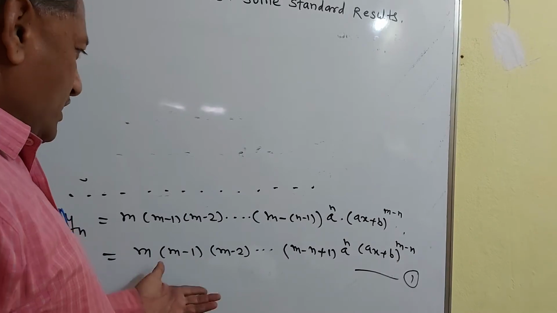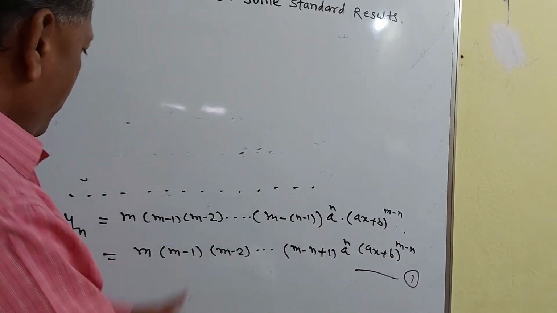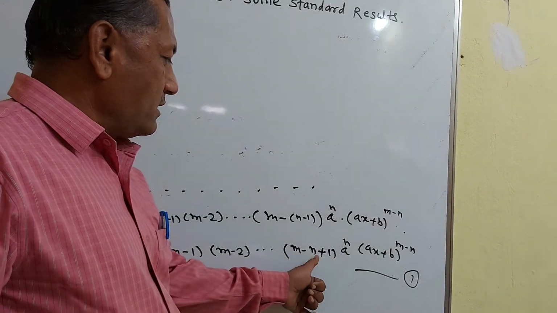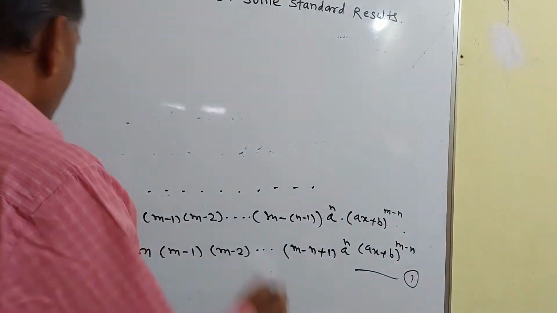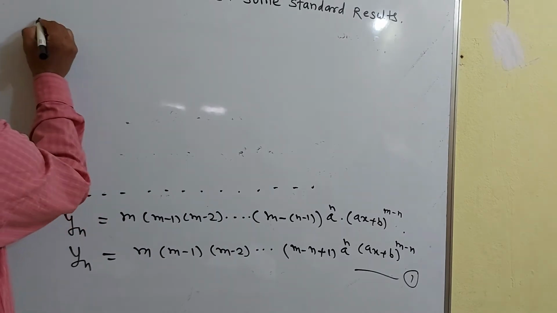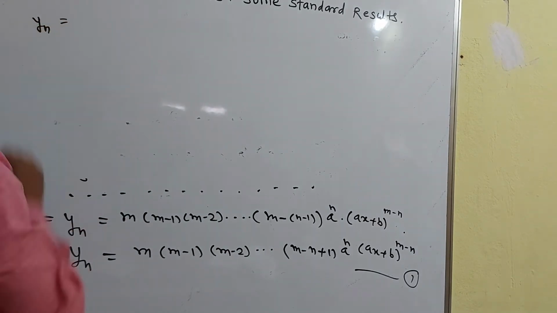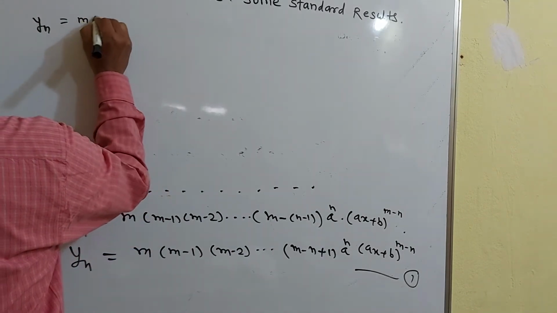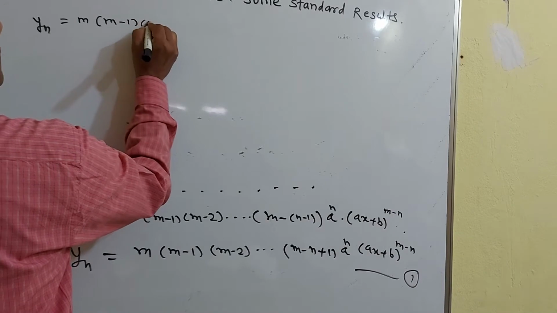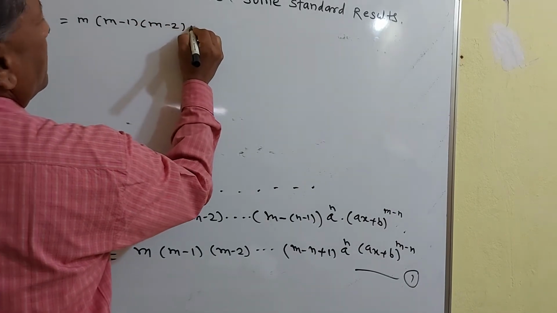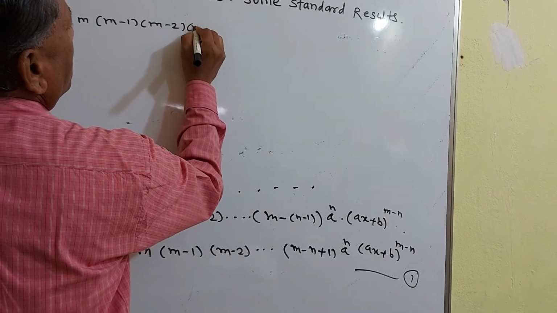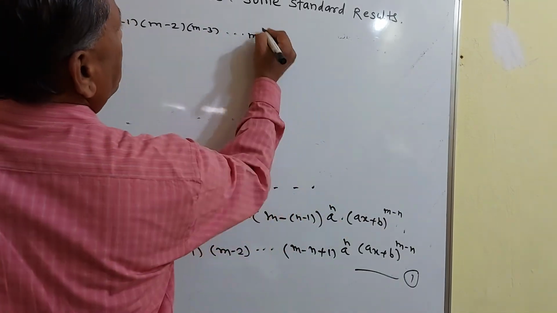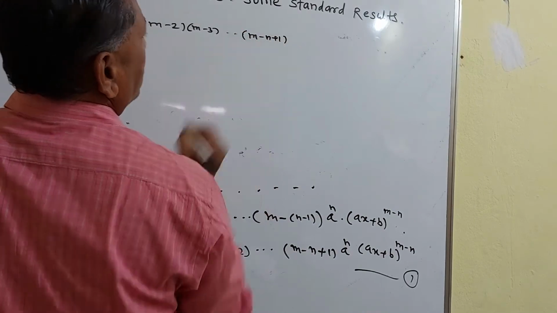Now, this is the nth derivative, no doubt, but we make some arrangement. Here m into m minus 1, m minus 2, up to m minus n plus 1. So this can be written as, therefore, yn. Yn means the nth derivative of (ax plus b) raised to m is equal to m into m minus 1, m minus 2, m minus 3 up to the m minus n plus 1.